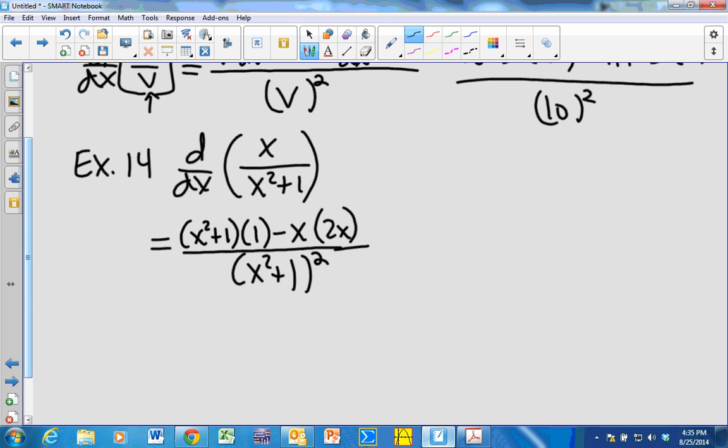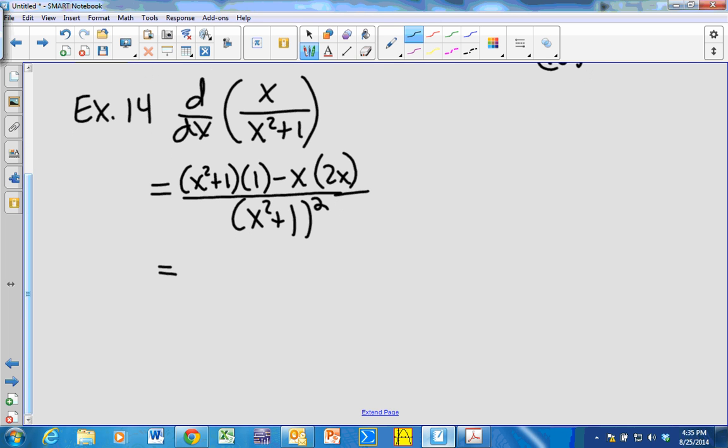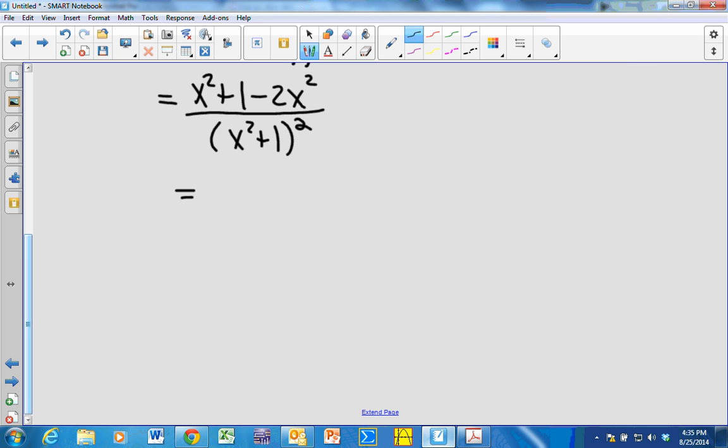Do not multiply out the bottom ever, ever, ever. So the top is x squared plus 1 minus 2x squared over the bottom, which has been left alone, squared. And then x squared minus 2x squared is minus x squared plus 1 over the bottom, which is x squared plus 1 squared. Looks like something might cancel. It looks kind of good to you. You might look at it and go, oh, that's really close, but unfortunately close doesn't count. It's not exact. Nothing cancels there.